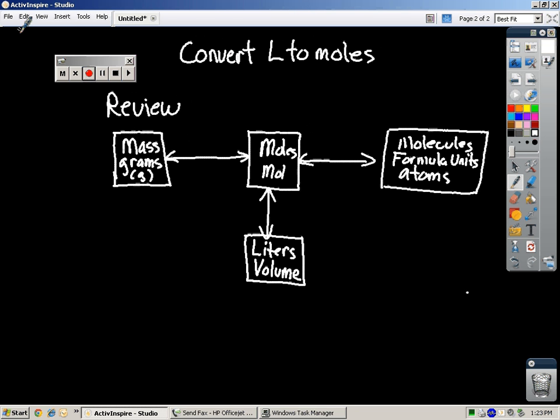Now let's take a look at what we use to be able to convert things to moles. Let's review those. When we convert things from mass to moles, what do we use again? We just said it a few minutes ago. Molar mass. And so we know that 1 mole is going to equal the molar mass.